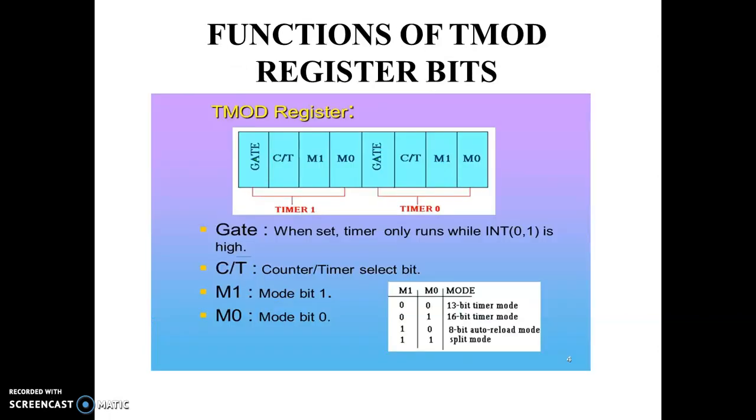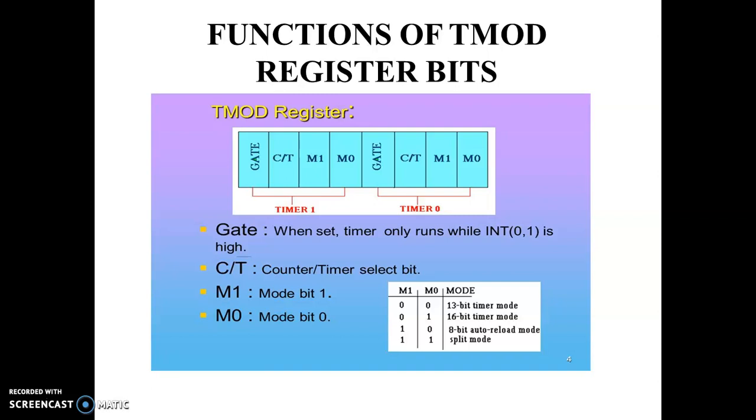So these are the functions of the TMOD register bits. First is the gate bit. If it is 0, then it is software control. So if it is 0, I am controlling the timer with the help of software. Software is nothing but the instruction. With the help of instructions I am controlling the timer. If the gate bit is 1, then it is hardware control. If it is programmed to 1, it means I am controlling the timer with the help of hardware, so I have to use the instructions along with the interrupt signal.